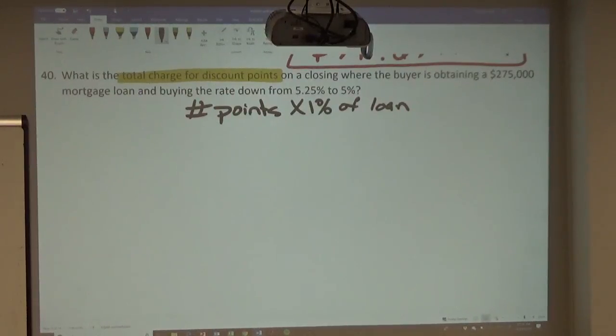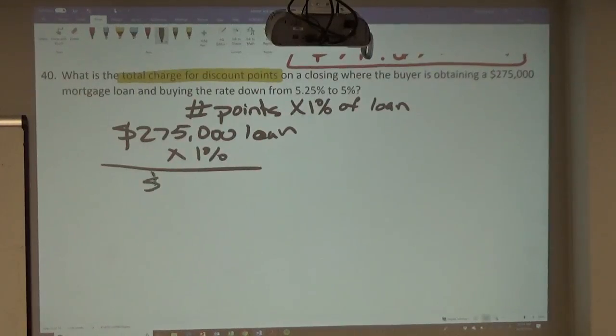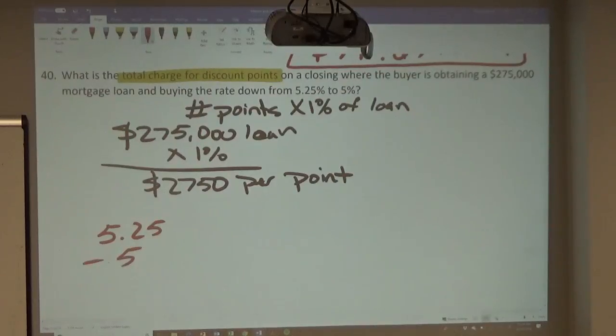So we could go ahead if we wanted to, we could say we got a $275,000 loan times 1%, it's going to cost $2,750 per point, per discount point. $2,750. So now all we need to know is how many of them we need to buy. Well, here's what they tell us about the loan. We want to go from 5.25 down to 5. So we want to change that rate by 0.25. That's our rate change.